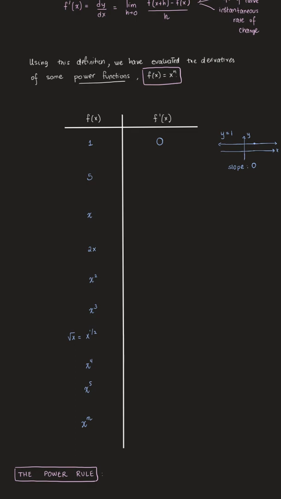The same thing happens if I pick a different constant. So we've got 1. If y equals 5, this is also a horizontal line. It's just elevated at y equals 5. So its slope will also be 0 at every single point.